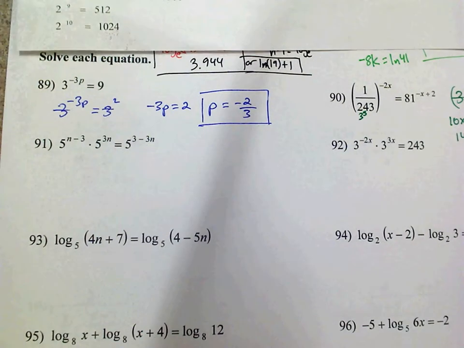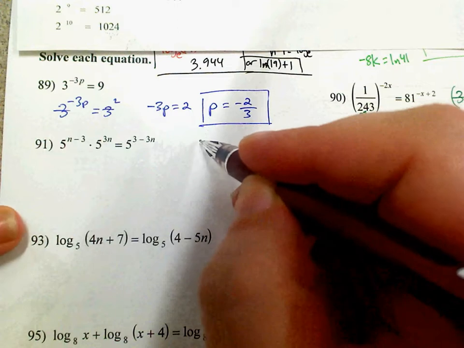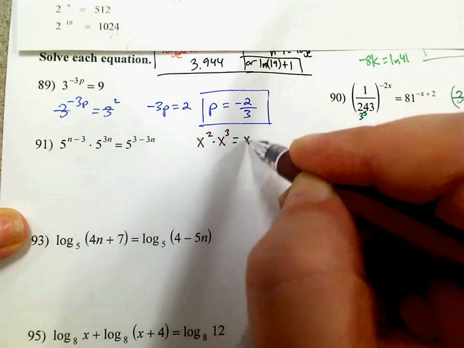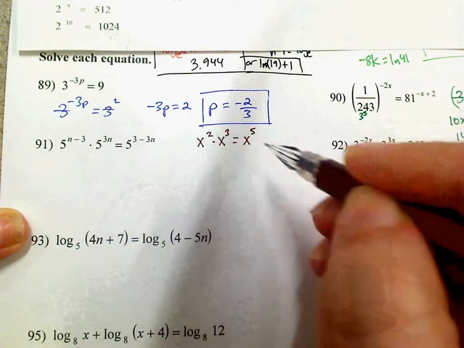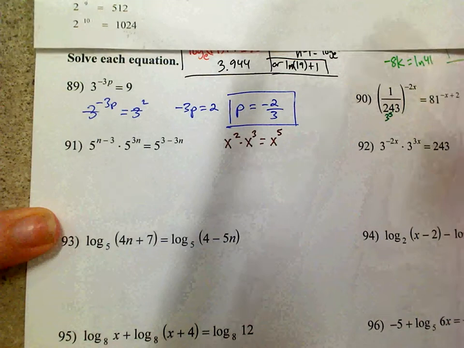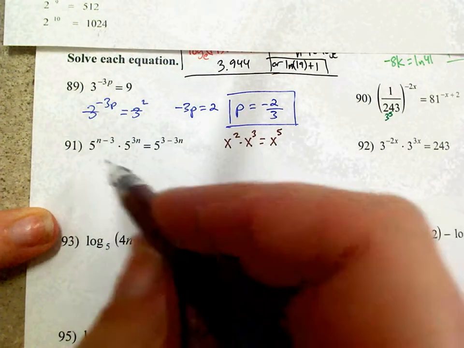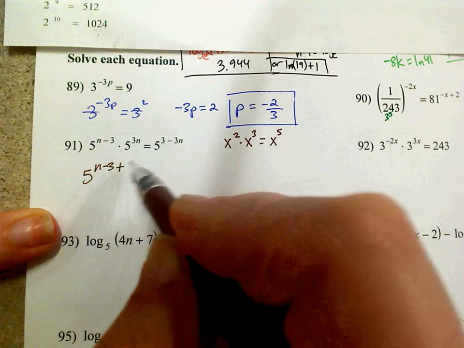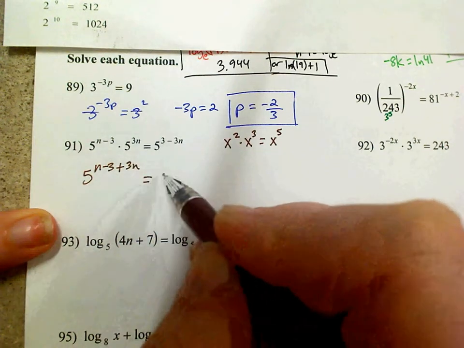So in order to do number 91, you need to remember this. If I multiply two things like x squared times x cubed, that is x to the 5th power. You add the powers when you're multiplying something with the same base. So I've got 5 to the n minus 3 times 5 to the 3n. That's the same thing as saying 5 to the n minus 3 plus 3n. You just add the powers. And 5 to the 3 minus 3n.